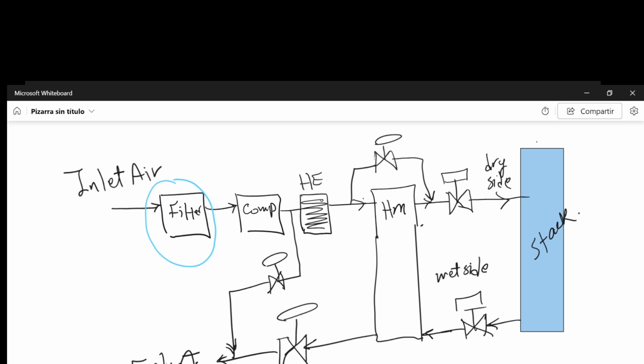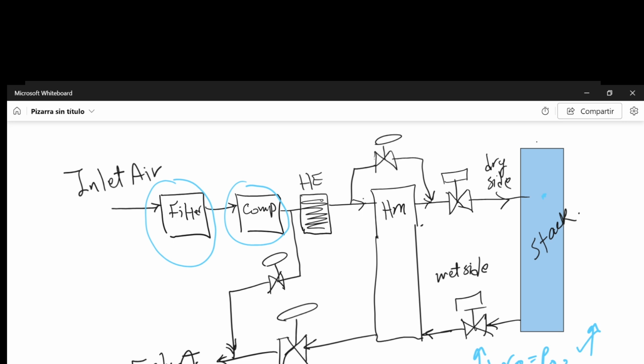The next component is the compressor. Why do we use the compressor? The compressor is used to increase the air pressure and air flow rate. We need higher pressure because it means a higher concentration of oxygen in the stack. This improves the reaction rate, because the reaction rates of the cathode and anode depend on the partial pressure of oxygen, according to the equations. We boost the power density and allow the stack to meet high load demand. That's why we need a compressor here.